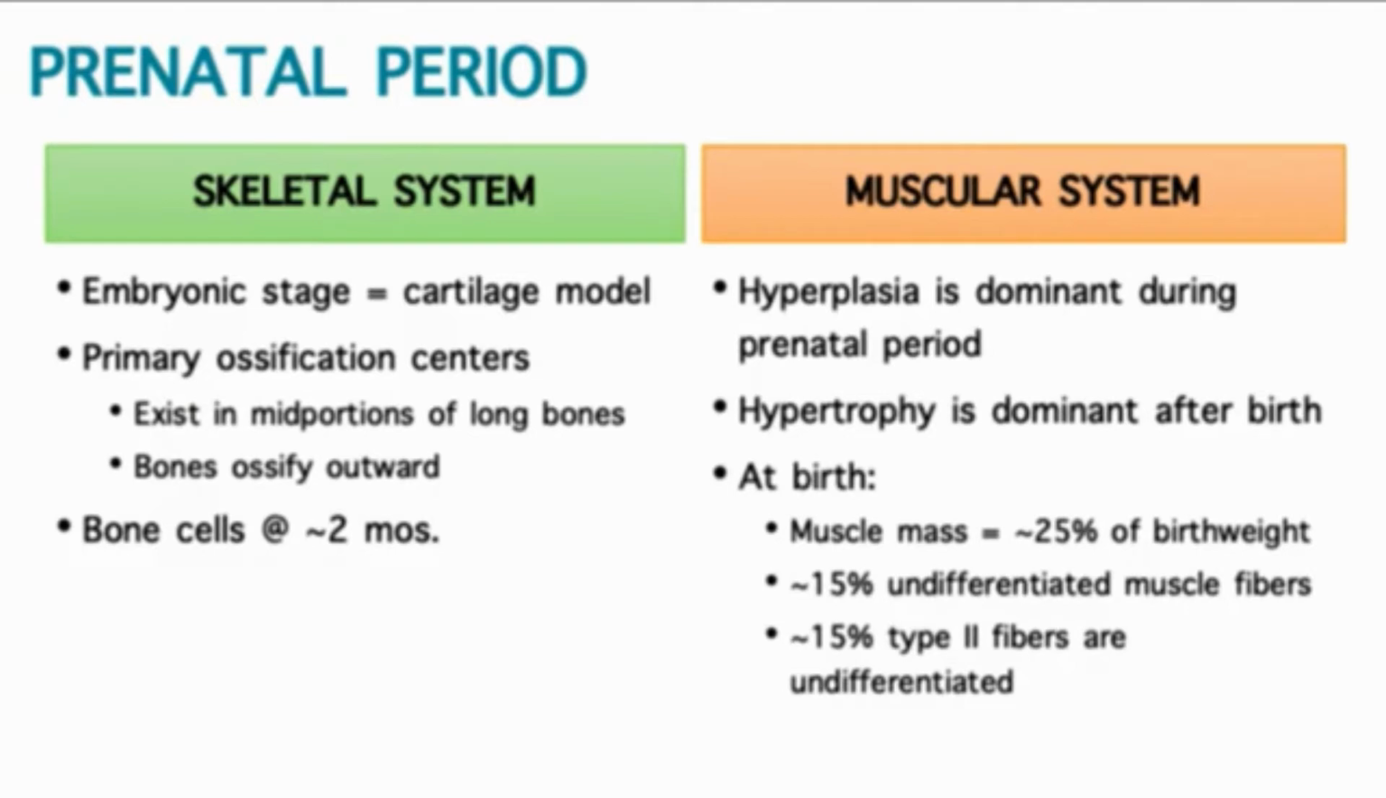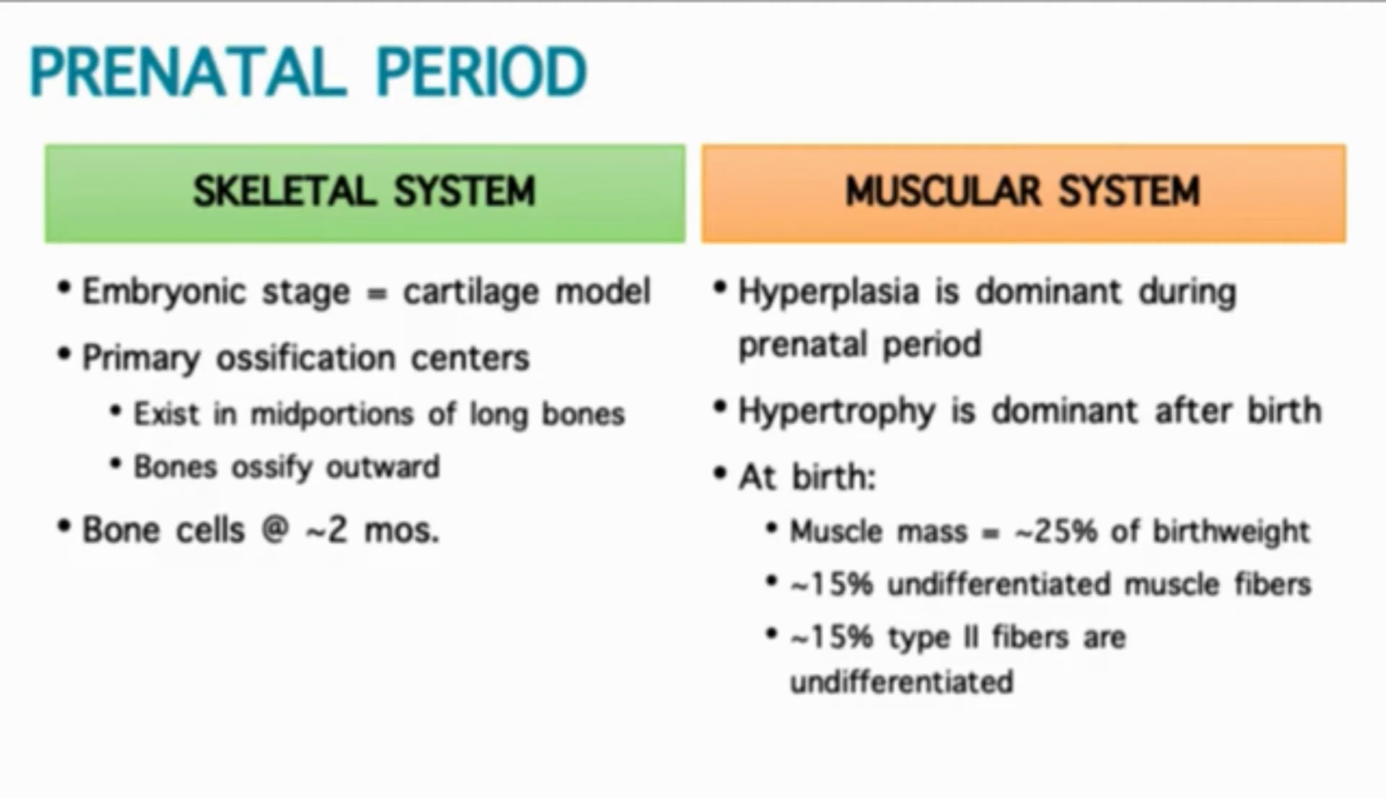But in the embryonic stage, the skeletal system is a cartilage model. So there are no hardened bones yet. We're basically just like a little floppy piece of cartilage that makes up our little tadpole structure until we get to the fetal stage, which we're just a cartilage model of a tiny human. But there are no ossified bones in the embryonic stage.